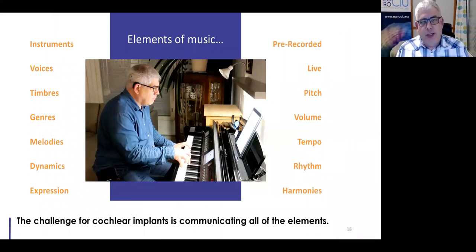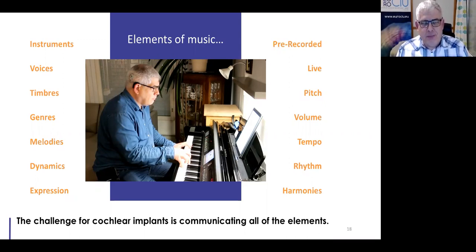Hearing tests nowadays only look at pure tones and speech comprehension. They do not test how we hear music. If anywhere is testing how we hear music, I would like to hear about it.